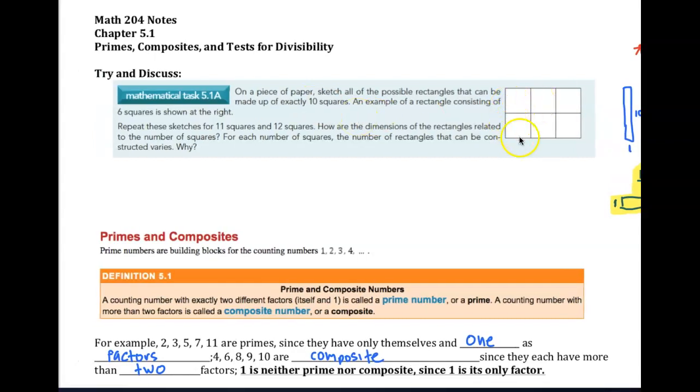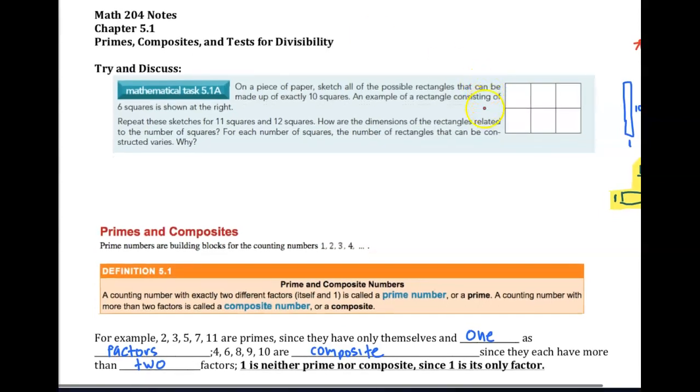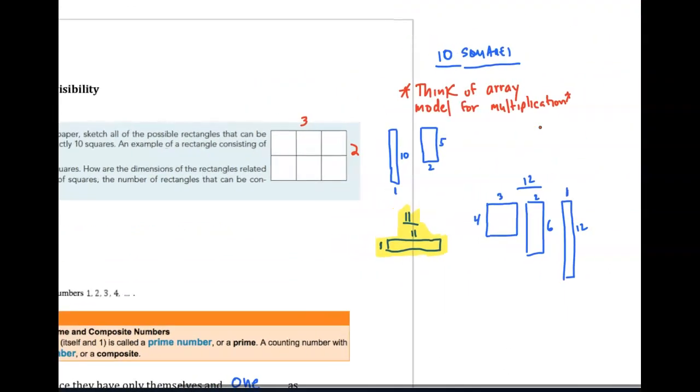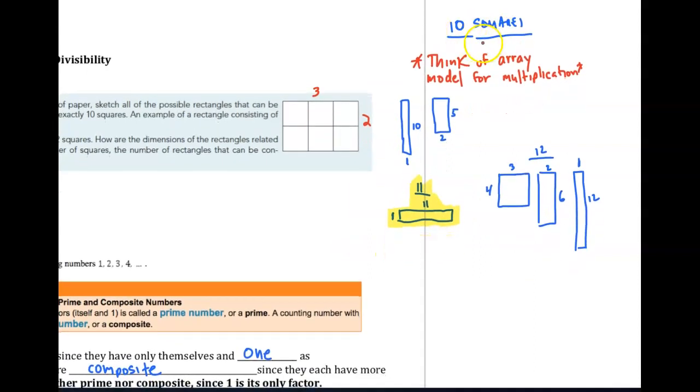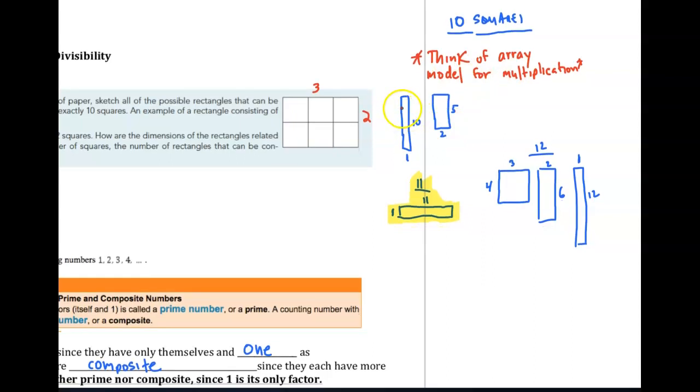Here's an example of a rectangle with 6 squares, and you could think of that as the array model for multiplication, right? There's 6 squares that make up this rectangle. So if we were going to make one for 10 squares, here are our options, thinking of an array model for multiplication. Again, you would have one rectangle, 1 times 10, or you would have one with 5 and 2 on the sides.